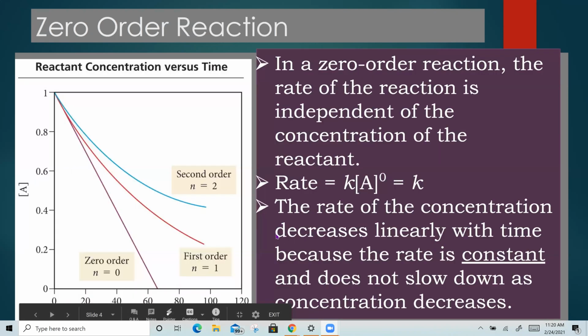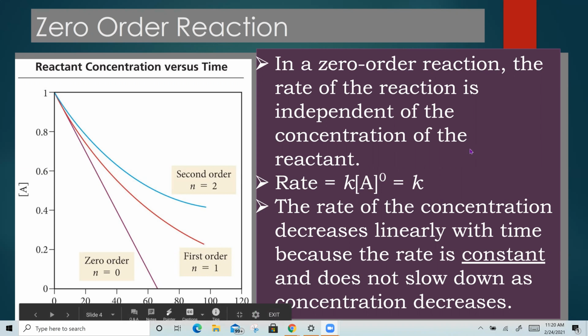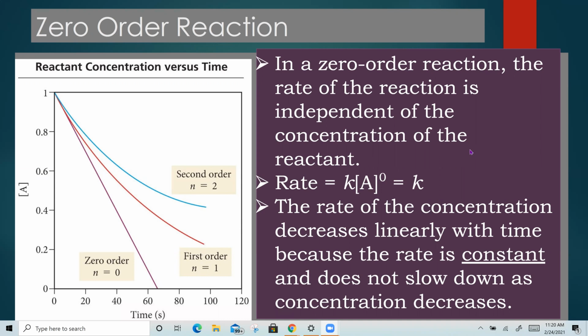So what does this look like? If you notice this part of the slide, we are talking about a 0 order reaction. And you will notice that this is a purple line, and we have a purple background. That's just genius. Whoever made this, genius. Okay, not needed to be said, but should be noted.